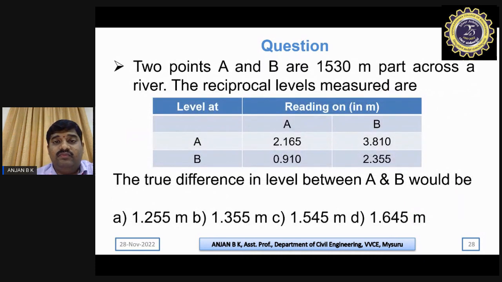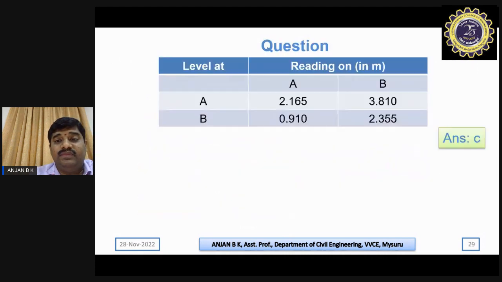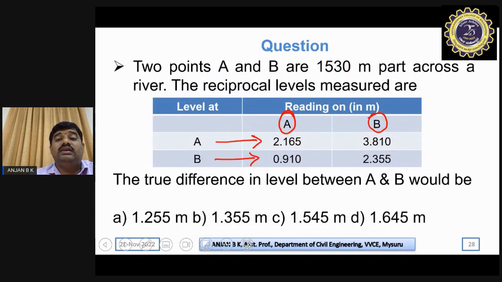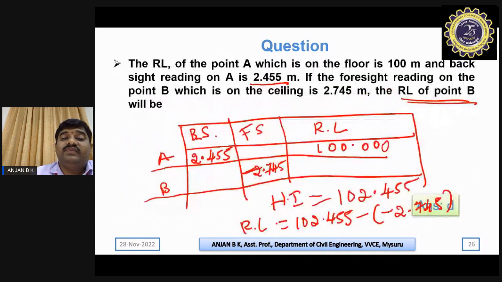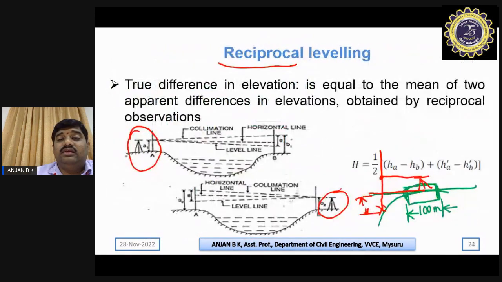And here is a problem for reciprocal leveling. Reciprocal leveling is where we take two sets of readings, one with the instrument set near station A, where we have two observations, and one with the instrument set near B, again with two readings. So directly we can substitute them, and we can find the RL by taking the difference of the two, using this formula.